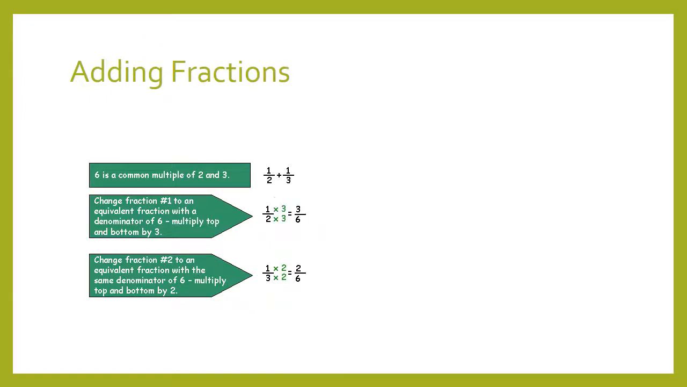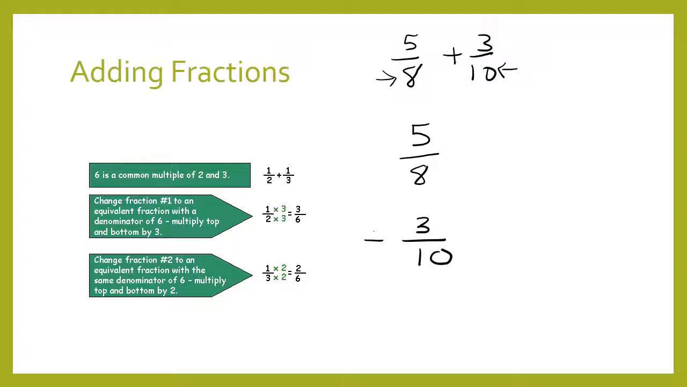So let's try another one. What if I had 5/8 and I wanted to add 3/10? Well, my denominators are different. So since they are different, I would always write them vertically, and I would leave space in between. Remember how important handwriting is in math. Very important to use neat handwriting and you space it out so you have plenty of space to work with.